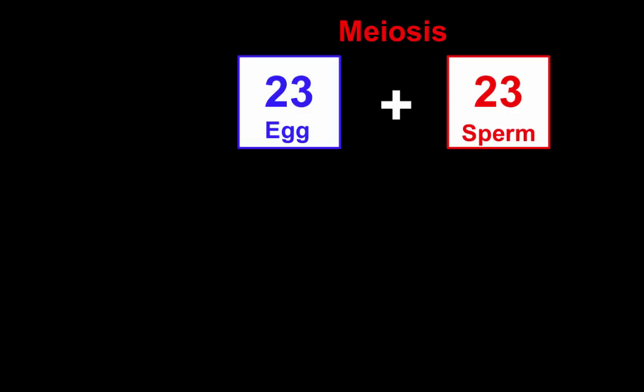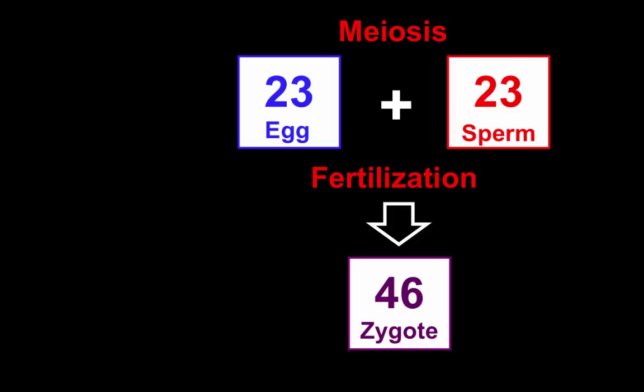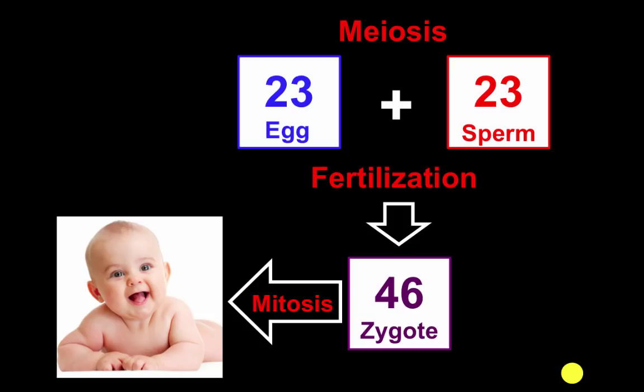So after meiosis, we have the haploid egg and haploid sperm. Fertilization makes the diploid zygote. And then mitosis is going to kick in from there, because that zygote is going to be the exact same as all the rest of the cells that make up that baby. So once we make that first cell, mitosis takes over.